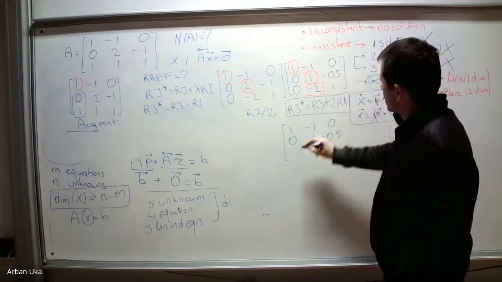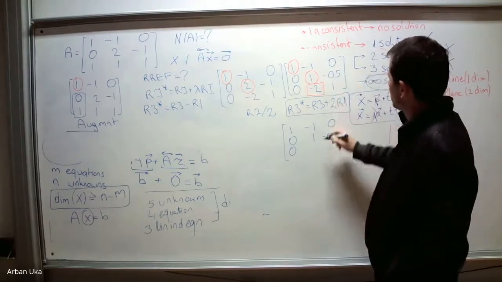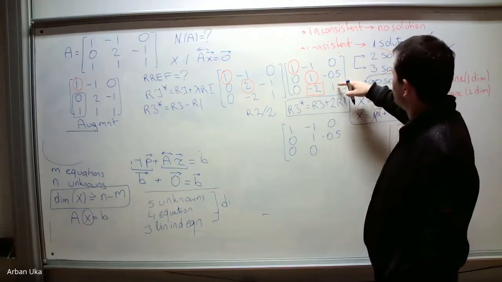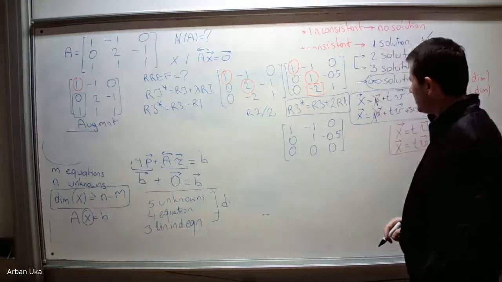We have, this is 0. We have here minus 2 plus 2. This is 0, and here we have 1 minus 1. We get another 0. Okay.